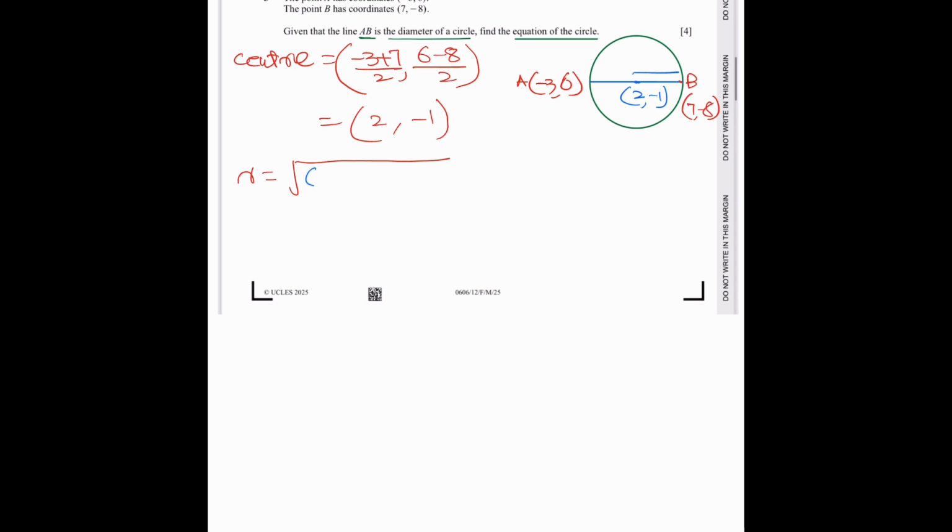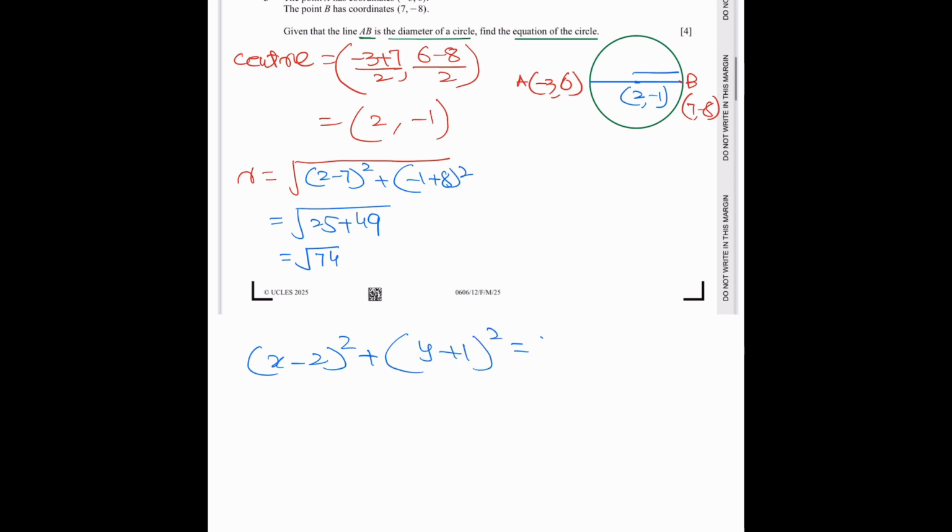So we are using the center to the point B. It is 2 minus 7 square plus minus 1 plus 8 square. So 2 minus 7 is minus 5, 25. Minus 1 plus 8 is 7. 7 square is 49. It is 74. Now the equation of the circle will be x minus 2 whole square plus y plus 1 whole square equal to r square, and this is 74. This is your answer.